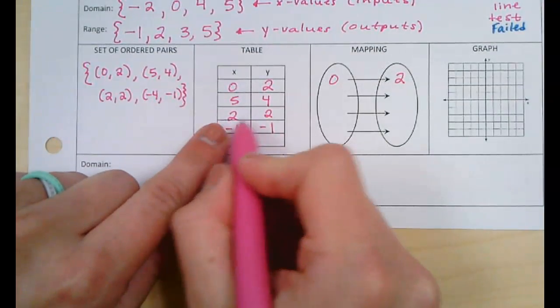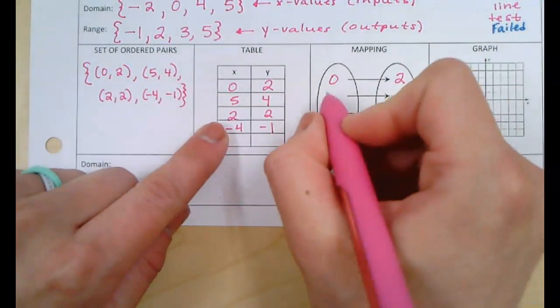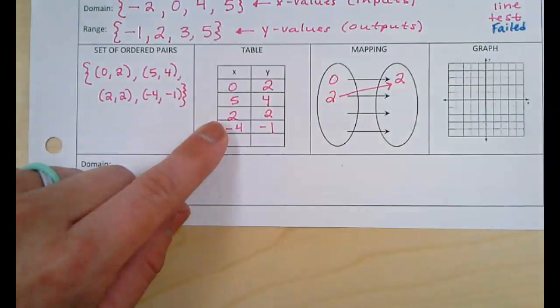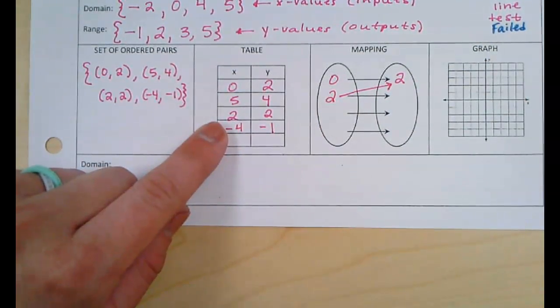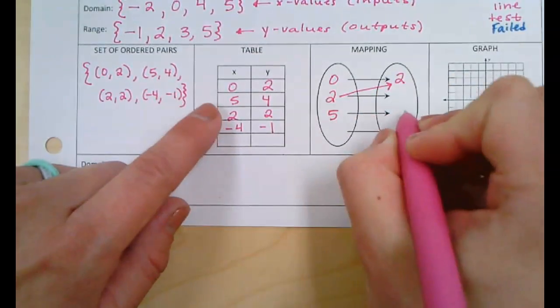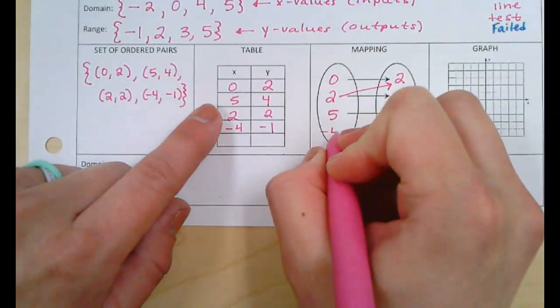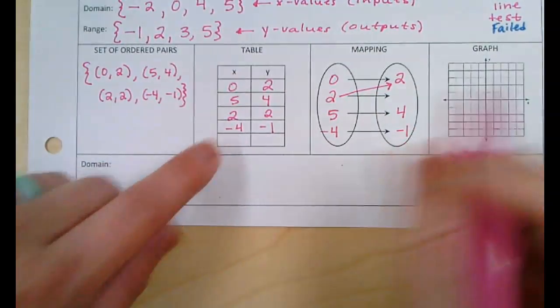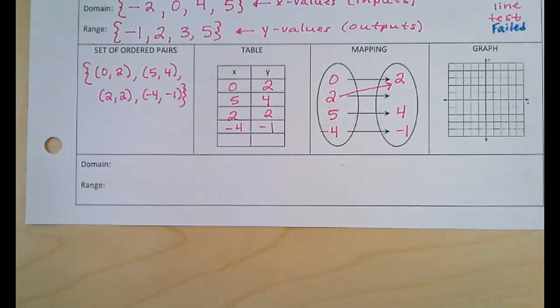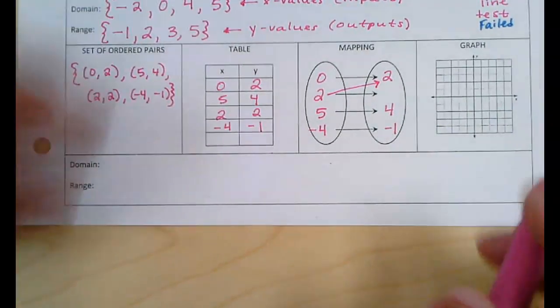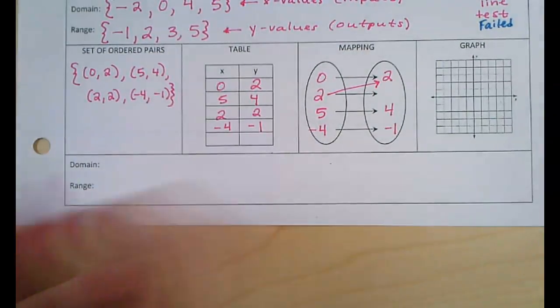I also have 2 mapping out to 2, so I can also put a 2 right here and map it out to 2. I've got 5 mapping out to 4, and I have -4 mapping out to -1. The last piece I'm going to do to show this relation is make it in a graph.